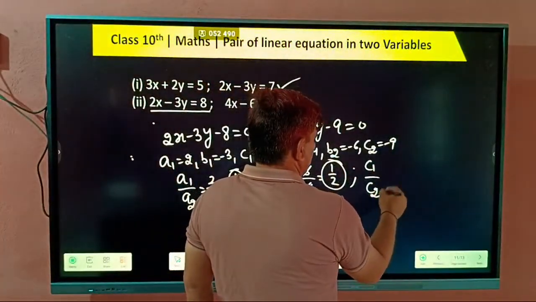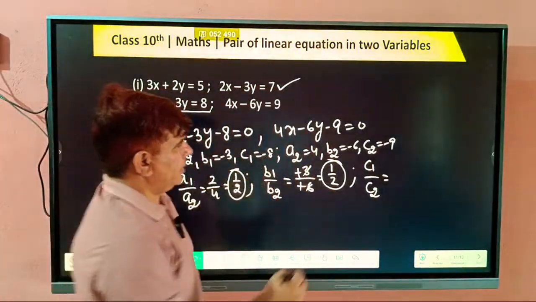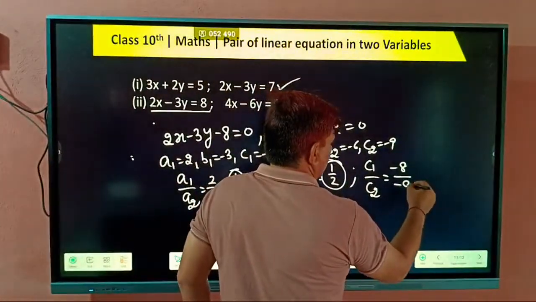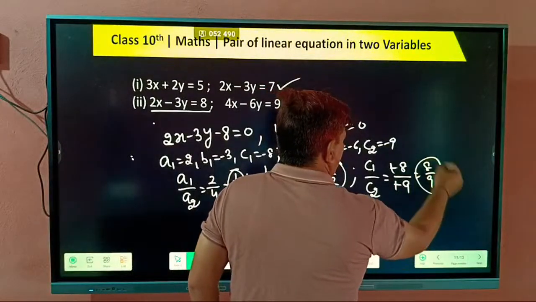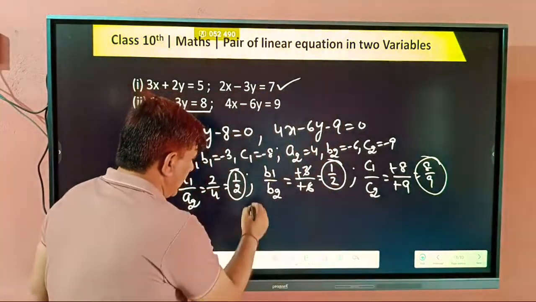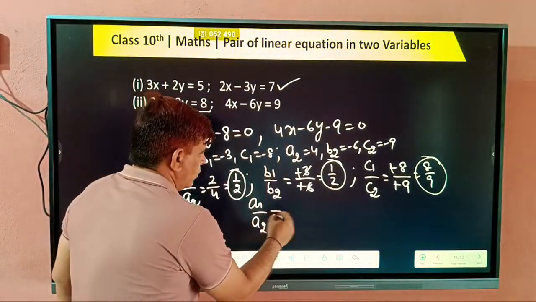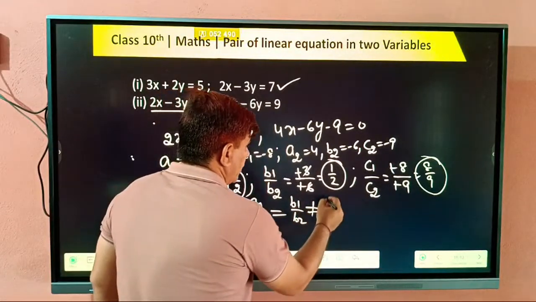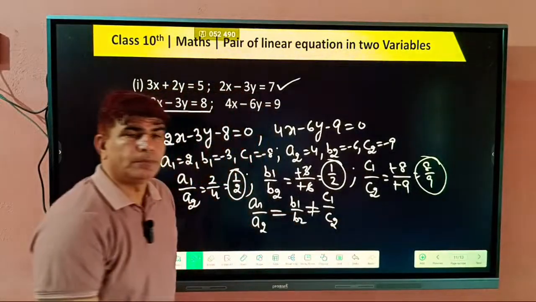C1 by C2. What's your C1? Minus 8 by minus 9. Cancel it, 8 by 9. So what can we write? A1 by A2 equal to B1 by B2 not equal to C1 by C2.